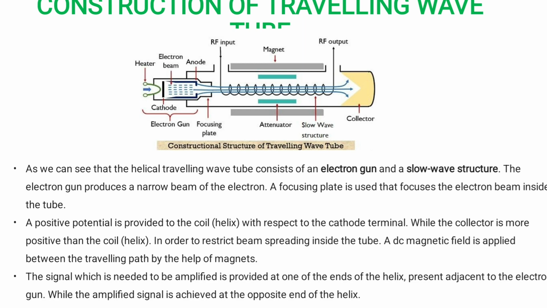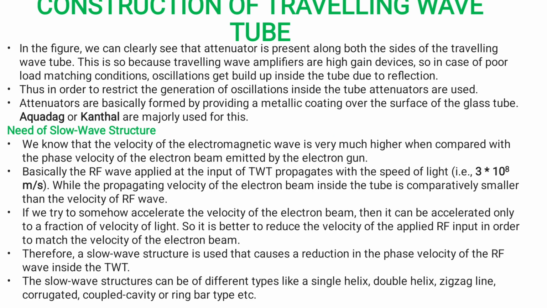A DC magnetic field is applied along the traveling path with the help of magnets. The signal which needs to be amplified is provided at one end of the helix, adjacent to the electron gun, while the amplified signal is obtained at the opposite end of the helix.